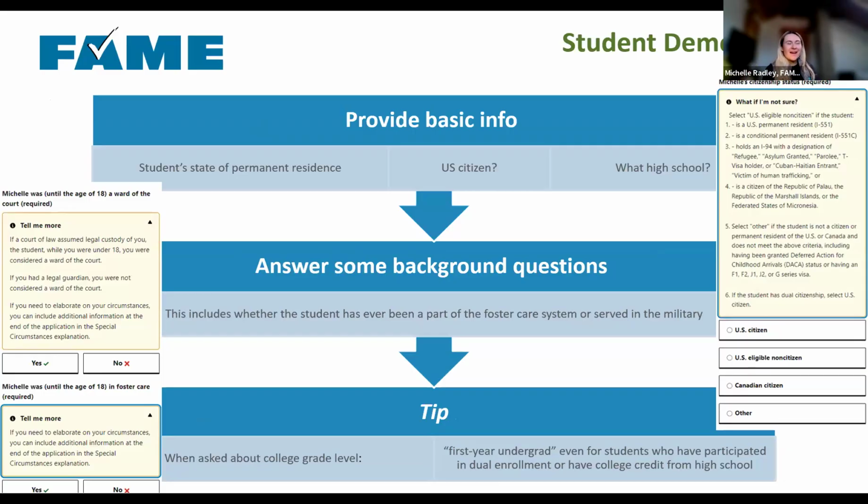The student's going to need to provide some basic information. So things like their permanent residency, if they're a citizen, what high school did they attend, some of that basic information. And they will answer some of those similar background questions, again, to the FAFSA. So they'd probably be pretty comfortable being able to answer these. So whether or not they've been part of the foster care system or if they've served in the military.